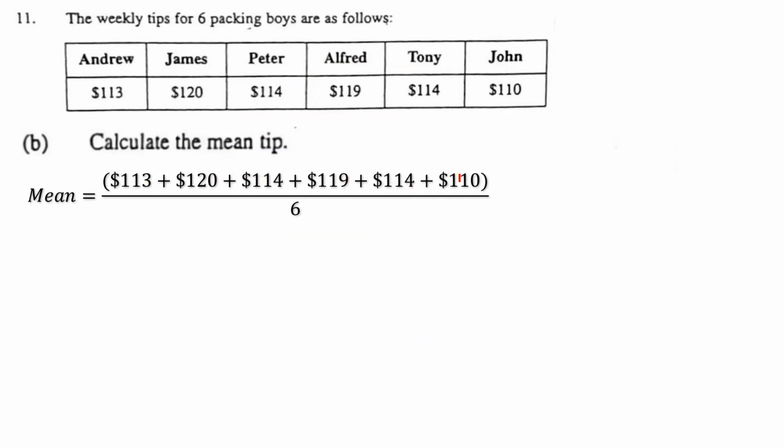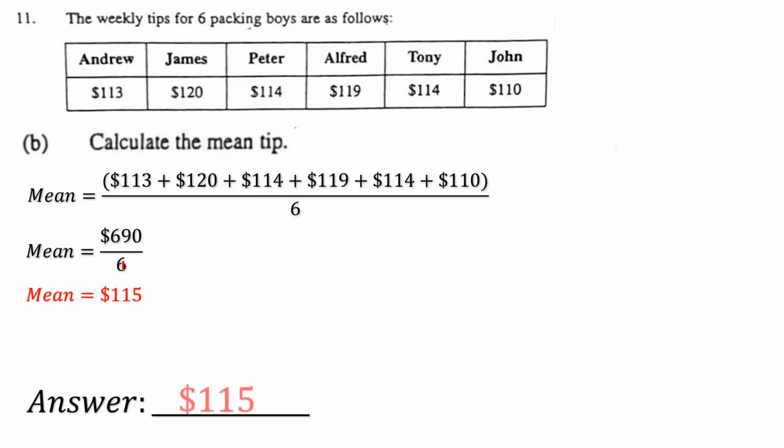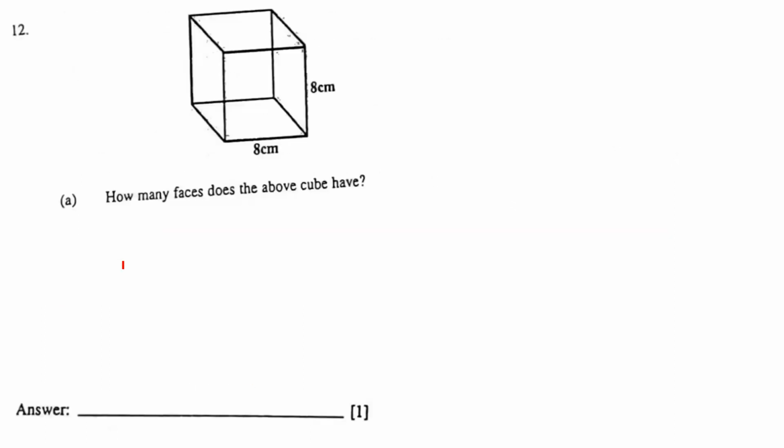So if we add them all together, that gives us 690, but we still have to divide it by 6. And so 690 divided by 6 is 115. And so the mean, therefore, is 115. Now let's move on to question number 12.